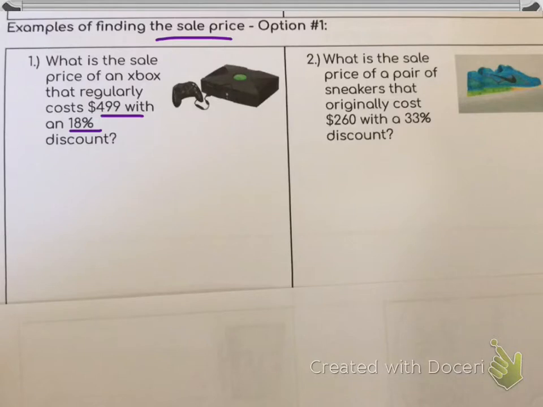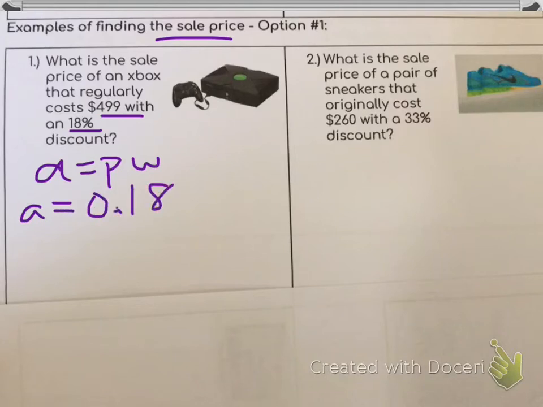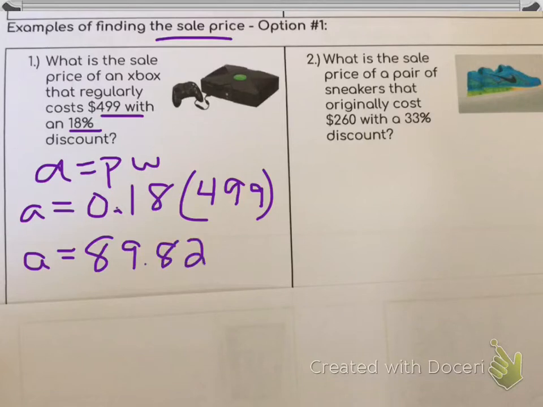Okay, so the sale price of an Xbox that regularly costs $499, and there's an 18% discount. In the last two we found the discount, so we could do that same thing. We could find the discount. A equals PW. The part equals the percent times the whole. So when I do that, I have my percent written as a decimal, 0.18, and I'm going to multiply that by the whole, the $499. That's the original cost. When you plug that into your calculator, 0.18 times 499, you get $89.82.